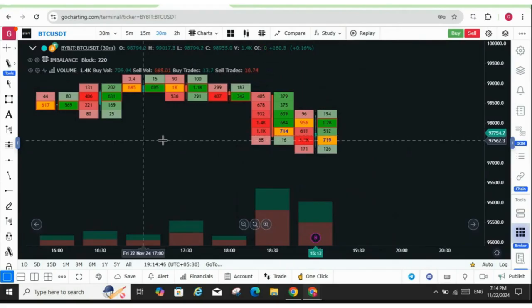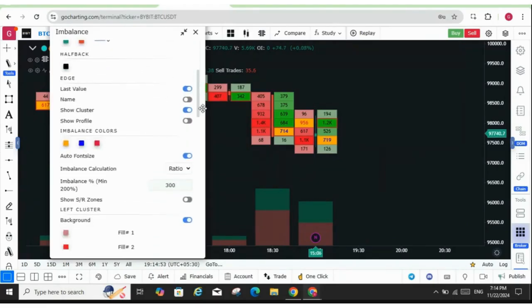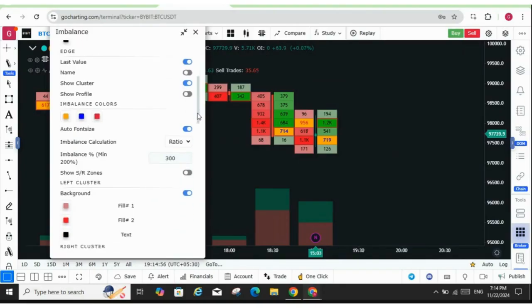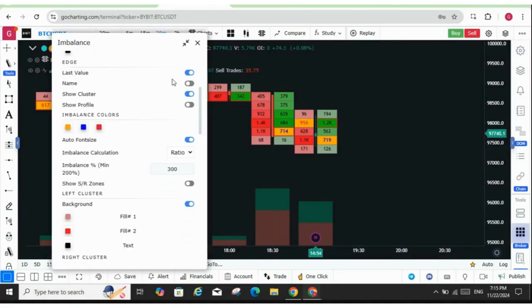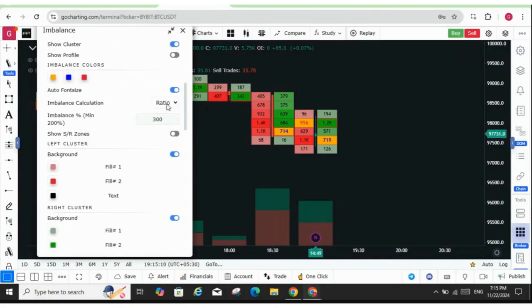Now let me go to the settings of these charts. If you click on this setting, there are lots of settings you can explore. These are easy settings. You can always refer to the videos we have recorded, but I will be talking about the important settings. As we know, this is the imbalance chart. So what is imbalance, guys? If you see imbalance calculation, you can calculate based on the ratio or based on a fixed number. Suppose we have selected the ratio and the imbalance percentage is 300.